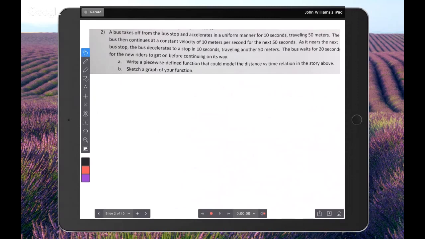Okay, so you had to write a piecewise defined function. I'm going to make my function f of x, and it is going to be defined in 4 parts. Part number 1 is the acceleration part, from 0 less than or equal to x less than or equal to 10.